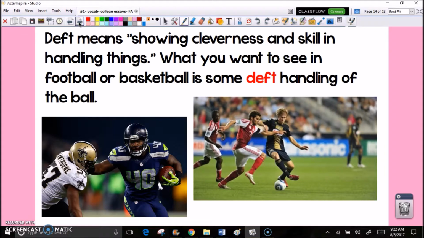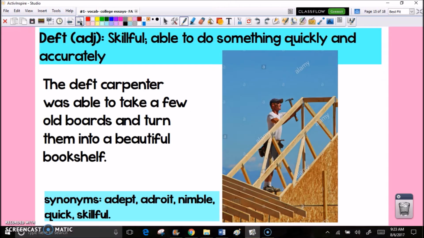All right, our next word is deft. Deft means to show cleverness and skill in the way that you handle things. So what you want to see in a football or basketball player is some deft handling of the ball. So if it's deft, it is very skillful. Somebody who fumbles the ball is not really being deft. They're not showing deft handling of the ball. So if you are deft, you're skillful, you're able to do something quickly and accurately.